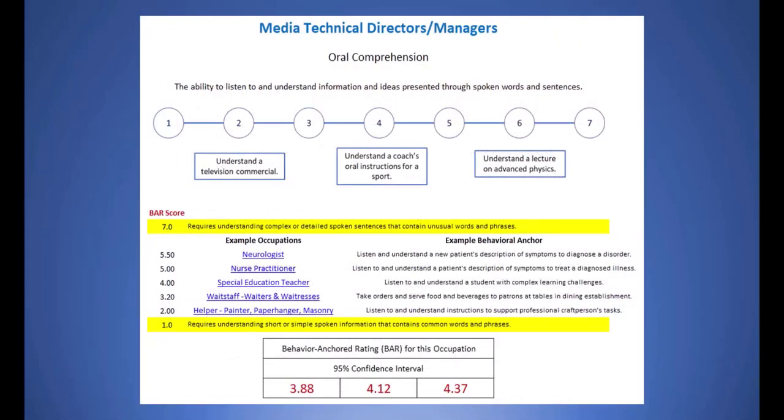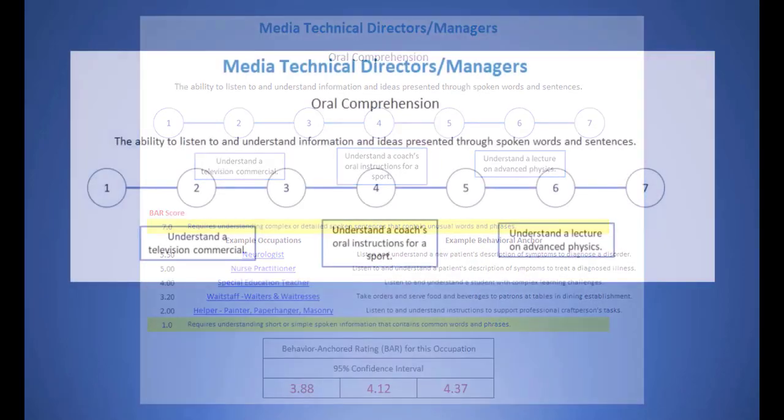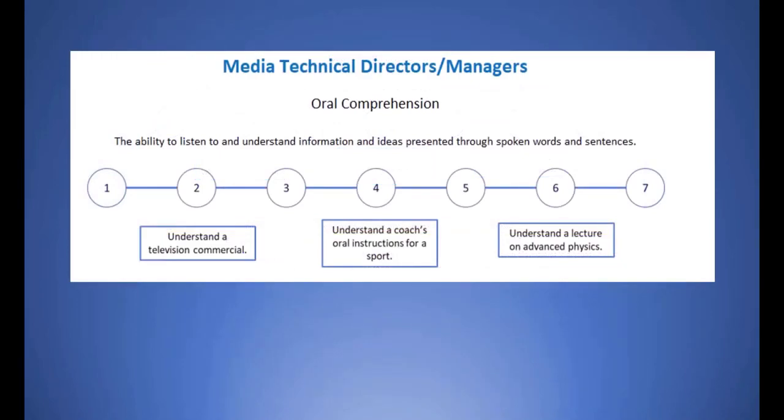Here is the tab in OTAP that presents a tremendous amount of data for oral comprehension in the occupational category of media, technical directors, and managers. At the top of the page, we find a definition of oral comprehension: the ability to listen to and understand information and ideas presented through spoken words and sentences. Beneath that, we have 3 behavioral anchors. At level 2, it's understand a television commercial. At level 4, it's understand a coach's oral instructions for a sport. At level 6, it's understand a lecture on advanced physics.